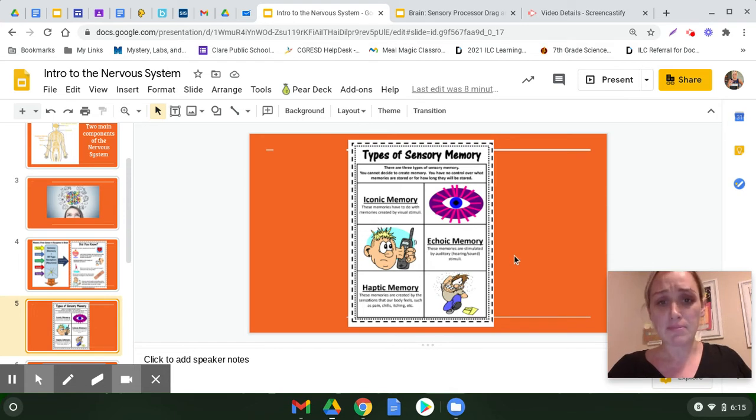And then finally, haptic memory. These memories are created by sensations that your body feels, like pain, chills, itching, any of those that are a part of a sensory memory. Sometimes when you have those feelings again, you can often recall that sensory memory because of the feeling.